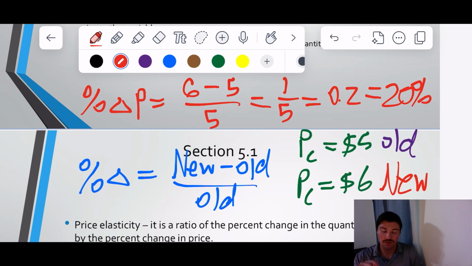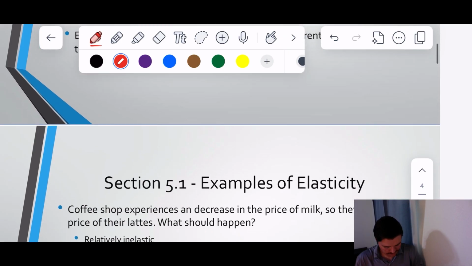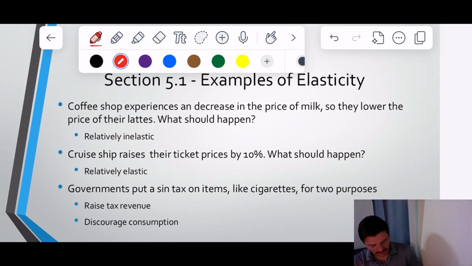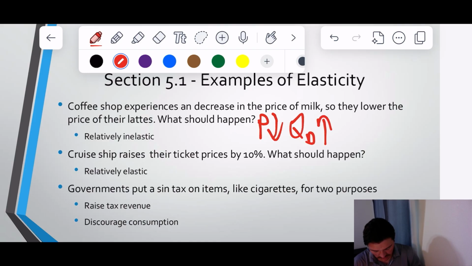So that's what we're going to be doing: new minus old divided by old. That is the percent change. Now, here are some examples of elasticity. For example, a coffee shop experiences a decrease in the price of milk, so they can lower the price of the lattes. So what should happen? Well, the prices went down, so the quantity demanded should be higher. That's what we should see.